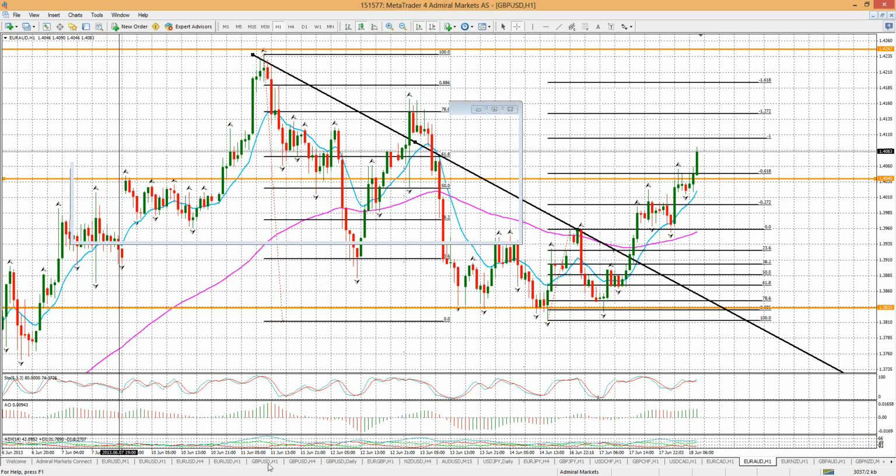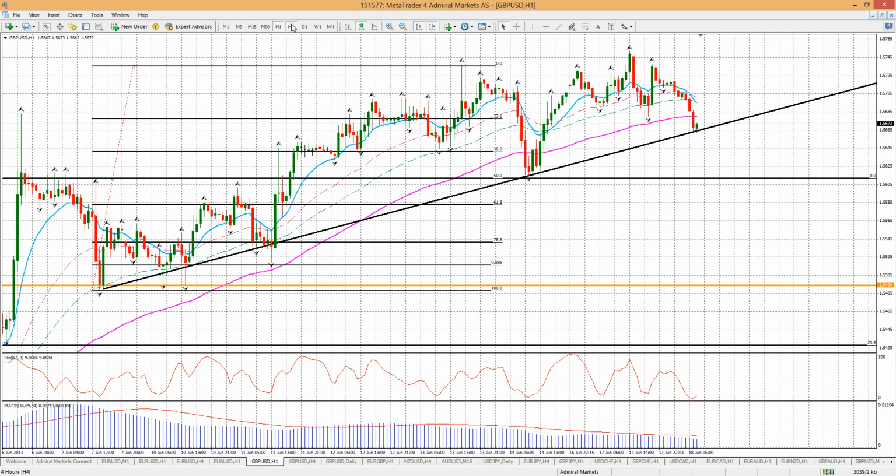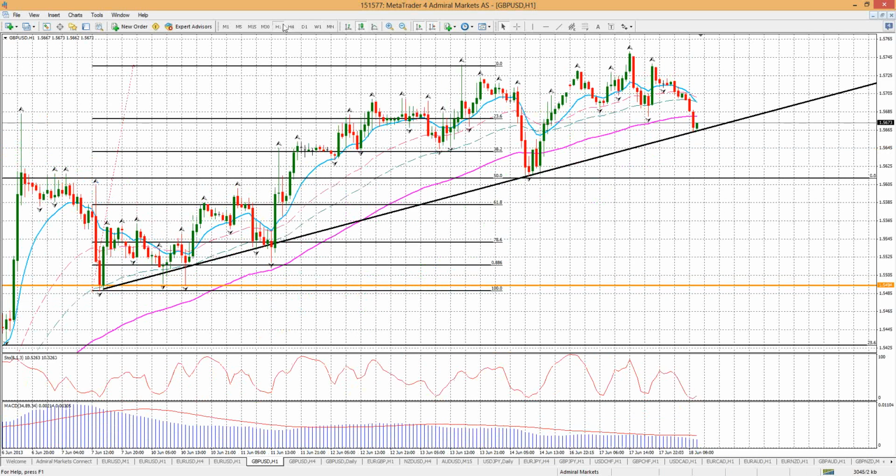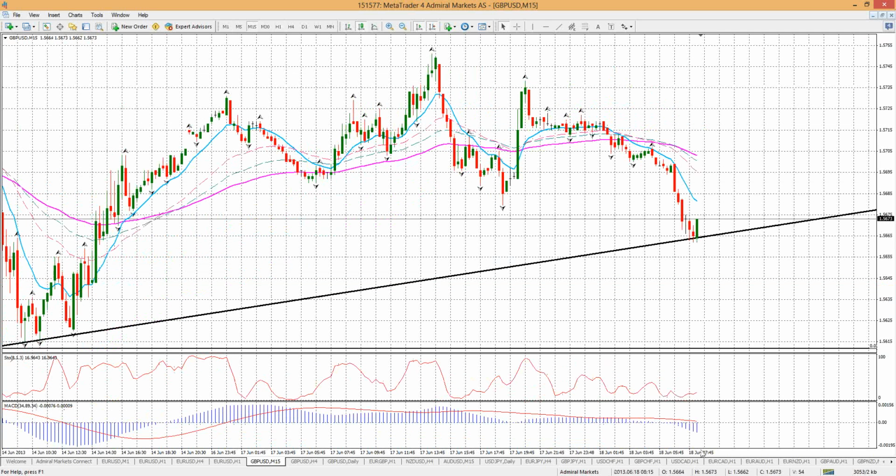Pound dollar. Intentional move. Let's see. Difficult to tell.